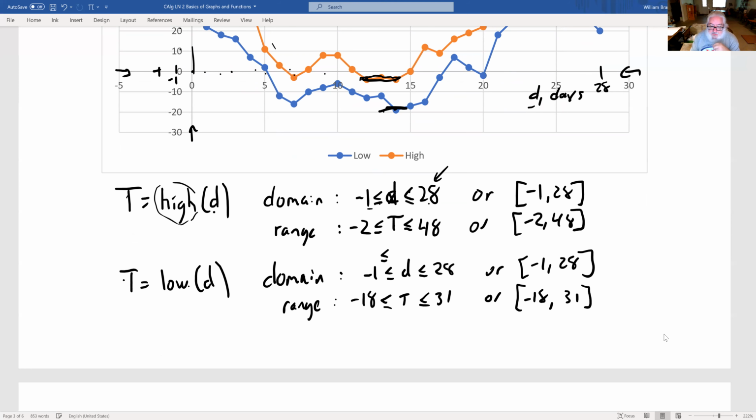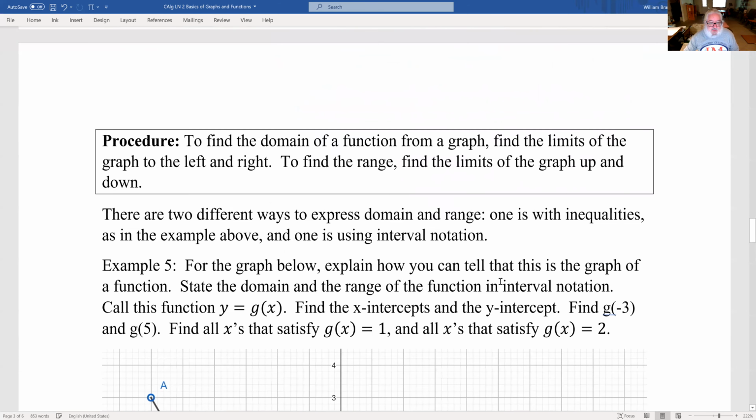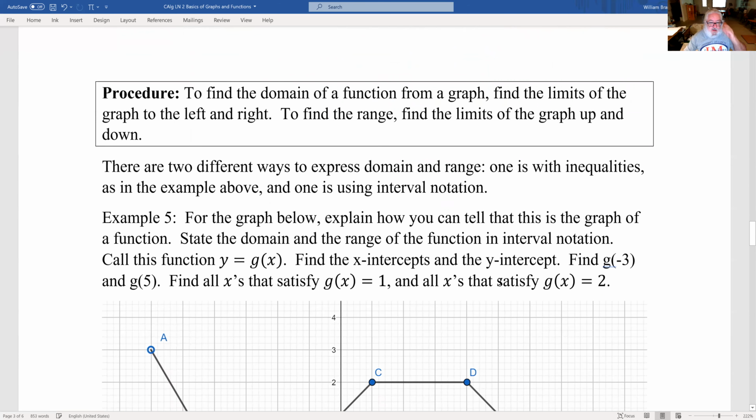Those are my range of my low temperatures, right? The low temperatures range from -18 to 31. The high temperatures range from -2 to 48. The domain is over what stretch of days? And the stretch of days is from January 30th to February 28th, or D equals -1 to D equals 28. So domain is left and right, range is up and down. So to find the domain of a function from a graph, find the limits of the graph to the left and right. To find the range, find the limits of the graph up and down.